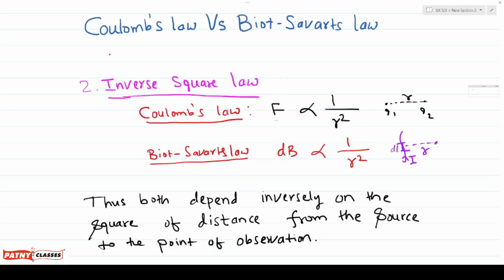Second point, both Coulomb's law as well as Biot-Savart's law follow the inverse square law. In Coulomb's law, the force between two charges is inversely proportional to the square of the distance between them. Similarly, in Biot-Savart's law, the magnetic field produced due to a current element is inversely proportional to the square of the distance between them. Thus, both depend inversely on the square of the distance from the source to the point of observation.